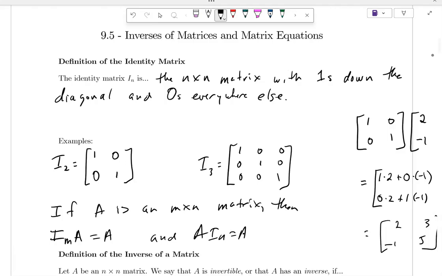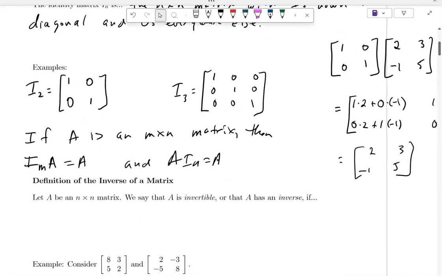Now I have to make sure I have the right sizes. That's why I changed my subscripts, right? Remember, the number of columns in your first matrix has to match the number of rows in the second. So I'd have to use I sub M in the first one, and that's why I had to use I sub N in the second one. But that's why we talk about the identity matrices.